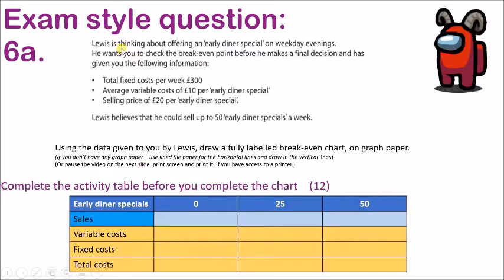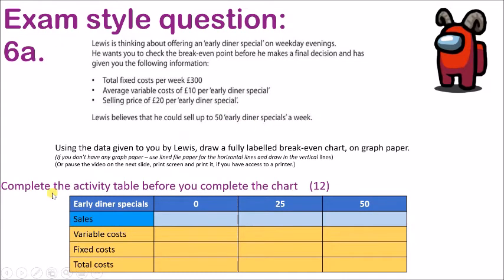So the figures you've got are total fixed cost per week £300, average variable cost of £10 per early diner special, and a sales price of £20 per early diner special. Lewis believes that he could sell up to 50 early diner specials a week.